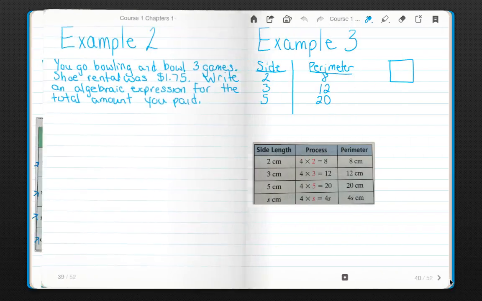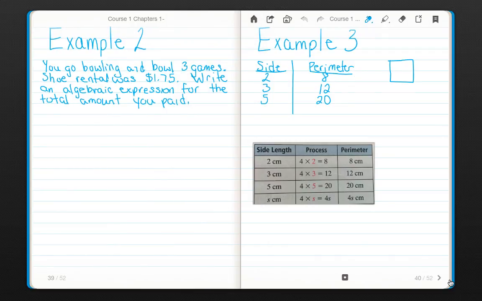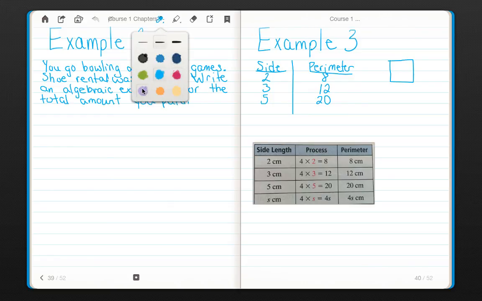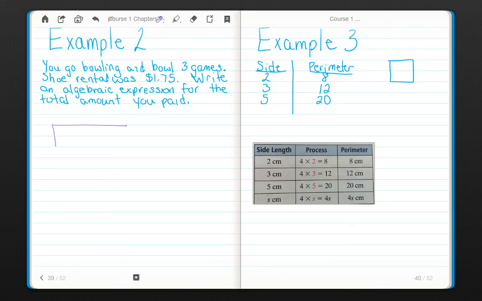Okay, example 2. You go bowling and bowl 3 games. Shoe rental for the day was $1.75. Write an algebraic expression for the total amount of money that you pay. So I'm going to use my good friend, the bar model. You don't have to, but I want to visualize what it is that I am doing. So, I'm just going to change colors though. We'll use purple.